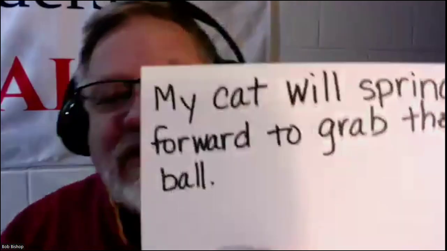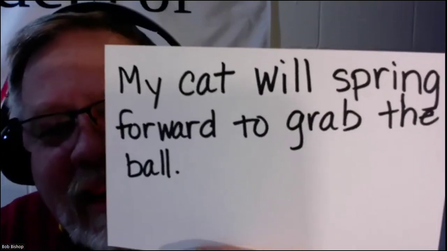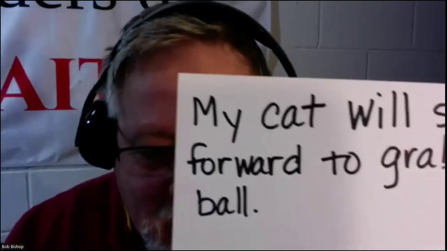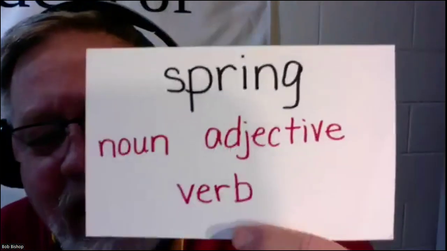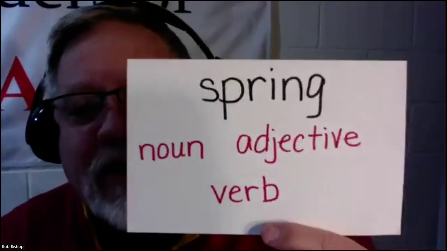If you ever played with a cat before or threw a ball and it goes attacking the ball, go get the ball, you can use the word spring. It's springing forward. It's attacking the ball. Spring here is a verb. It's an action word. So again, that kind of word, spring, can be all three. It can be a noun, it can be an adjective, it can be a verb. So I wanted to use that because knowing the parts of speech is going to help you identify different parts of a sentence.